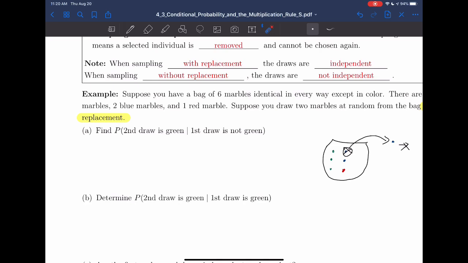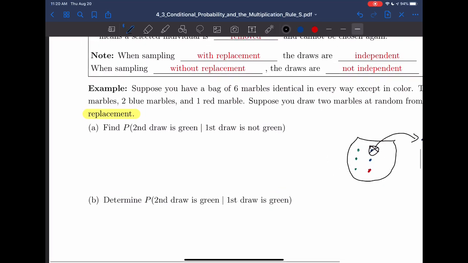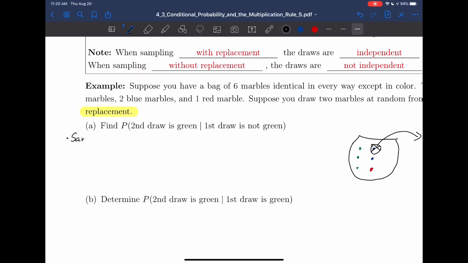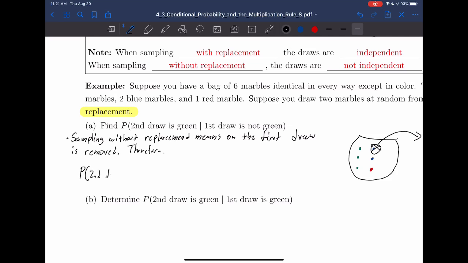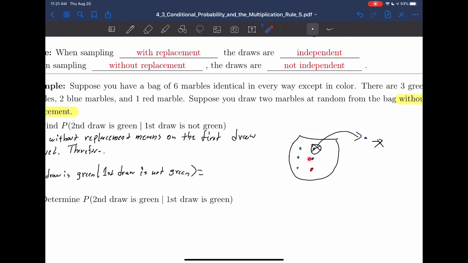So there's a total of 3 green marbles left out of 5 because we reduced the number of marbles. So in words, sampling without replacement means that the marble on the first draw is removed. So therefore, the probability of you drawing a green marble on the second draw, given that the first draw is not green, is 3 out of 5, or 0.6.